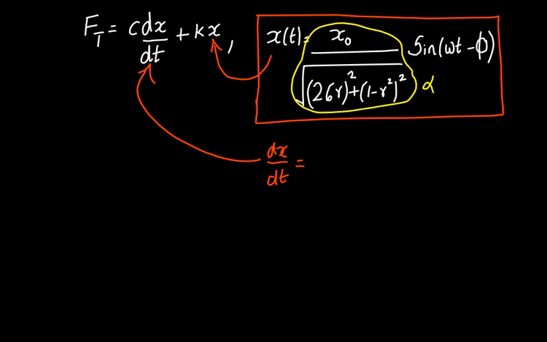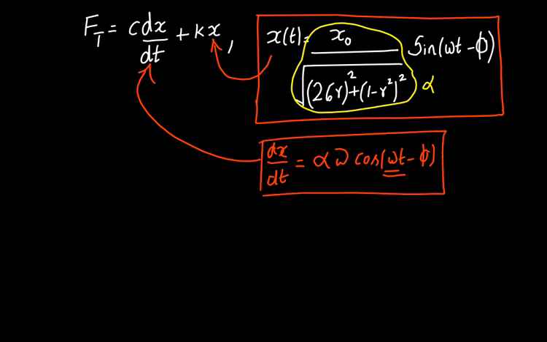So that is very simple now. If you differentiate this, this becomes alpha. If you differentiate sine, it becomes cos. Of course, you have omega cos of omega t minus phi, because you have to differentiate omega t again. That brings omega outside this expression. That is dx over dt. Now you have to take this dx over dt and put it in this expression. So let us see what comes out of this expression.